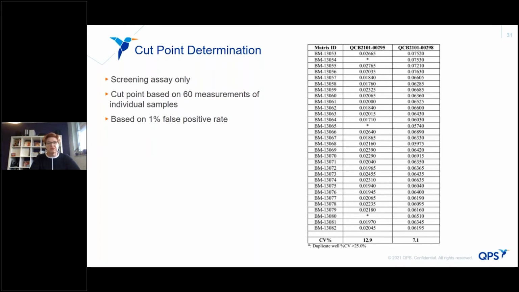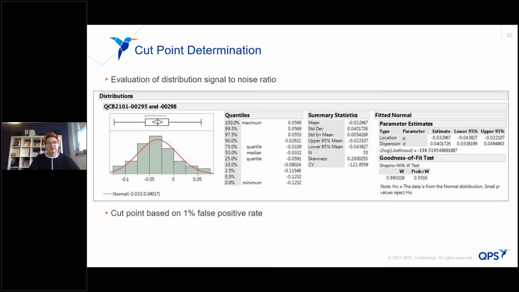In this particular example, the signal to noise ratio was calculated for each of the individual samples by dividing the response of the sample by the response of the negative control. And we have evaluated the distribution. As you can see here, there's a Shapiro-Wilk test performed, and this data nicely showed normal distribution. In that way, the cut point was calculated by statistical means, very similar to what is done during human validations. If the data is not normally distributed, the cut point can be calculated using the 99th percentile of the data.